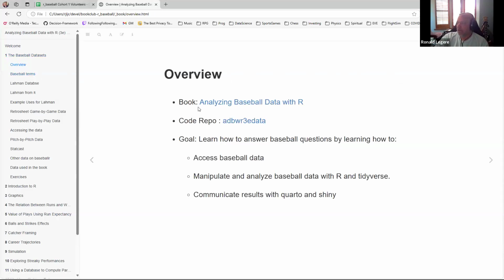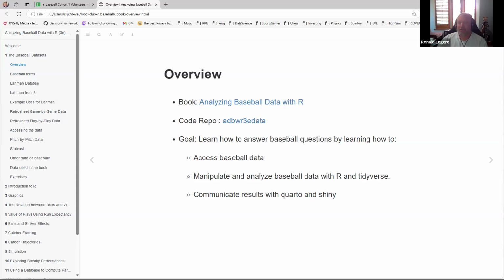So this is Analyze Baseball Data. This is where the repo is, but the link is actually in the Slack, so don't worry about that. And the goal of this whole book is to learn how to answer baseball questions with data. So we'll learn how to access data. We'll learn how to manipulate and analyze that data with R and the tidyverse. Many of you are already familiar with R and the tidyverse, so some of those parts will go by smoothly. Others will be like myself, and will enjoy the review. So we'll see how it goes.